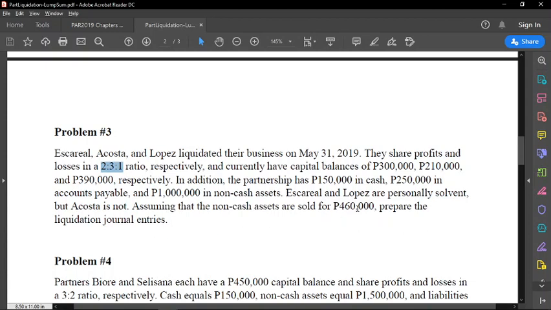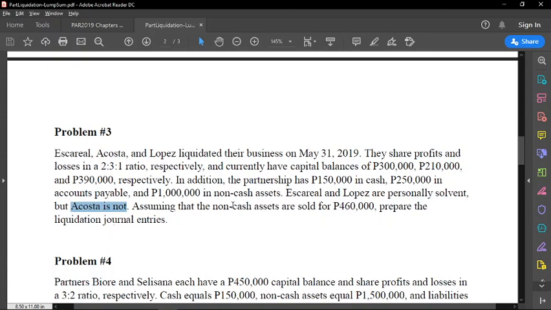Now, Iscarial and Lopez are personally solvent. When we say solvent, they have enough assets to cover all their liabilities. It could be personal liabilities or the partnership's liabilities. But Acosta is not, meaning Acosta is insolvent. So he cannot pay any liability of the partnership that the partnership assets cannot cover.